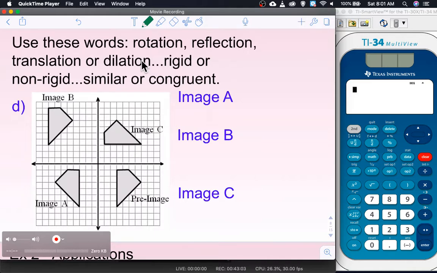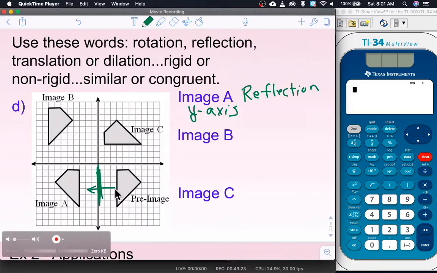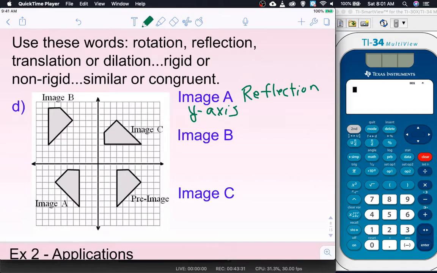All right, image A. So first off, the pre-image, you had to find that one. I didn't tell you this time. The pre-image is here, so this is the original. So image A, that is a reflection, and is reflecting across the y-axis. It is reflecting across this line right here. I'm counting, there's 3 boxes here, 3 boxes there. It's the same distance on both sides. That is your mirror image line. And that one is done.